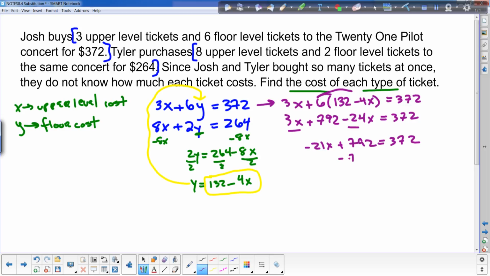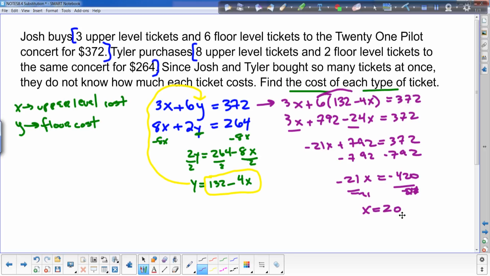Now we can start subtracting some things over. 372 minus 792. Get negative 21x equals negative 420. Divide by negative 21. Divide by negative 21. And I get x equals 20.